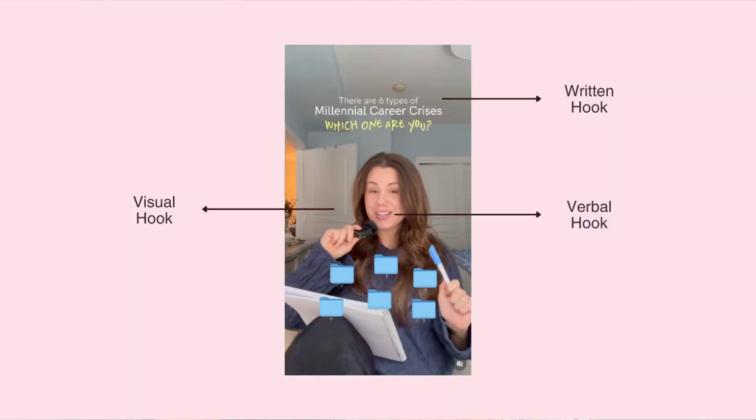And there are three types of hooks. A written hook, that is the text that they see on the screen. The verbal hook, which is what you say in the first few seconds. And the visual hook, which is what they see in the first few seconds of your reel. So let's start with the visual hook.